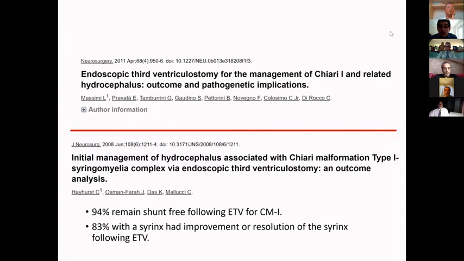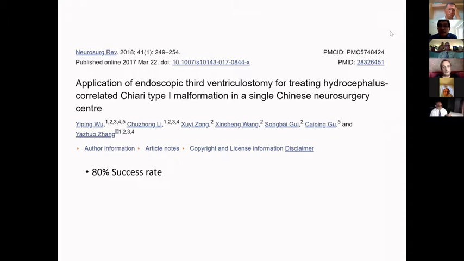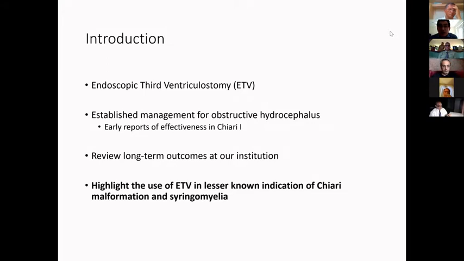There's a large study coming out of China as well, showing an 80% success rate. So as we move forward, there are more and more treatments coming, which are resulting in improvement in both the hindbrain hernia and the syrinx.